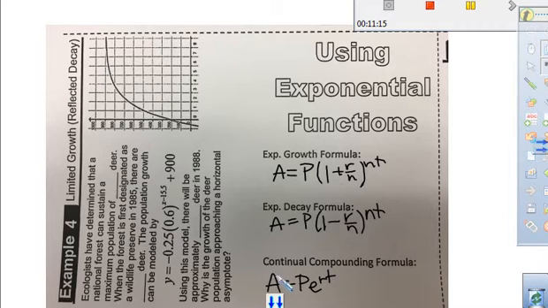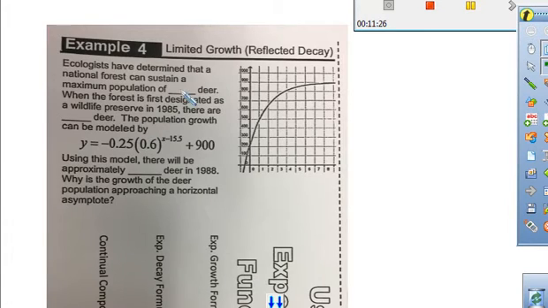These are our three, and give me a moment while I rotate the picture for you, that way I'm not writing sideways. Alright, I'm back. It says ecologists have determined that a national forest can sustain a maximum population of blank deer. Now I'm going to look over here, and it looks like my asymptote is approaching 900, and if I look down here at my K value, it is 900, so it's approaching a maximum population of 900 deer.